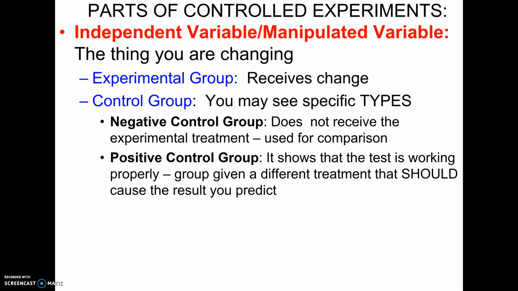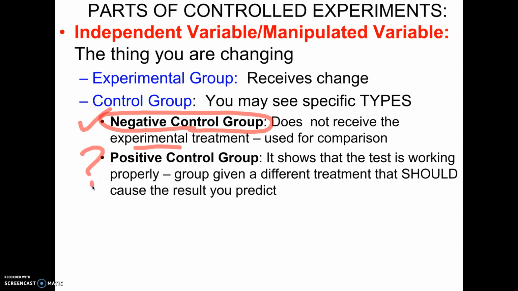Now, control group. In the past, you may have just learned control group. That's all I ever learned. However, on the AP exam, they want you to be able to distinguish between a negative control group and a positive control group. So what is that? Well, a negative control group is a group that does not receive the treatment. In fact, the negative control group is probably what you're used to calling a control group. In our experiment, our negative control group is the group that did not listen to music. They did not receive the experimental treatment. If you were testing a drug, the group that didn't get any drug would be your negative control group.